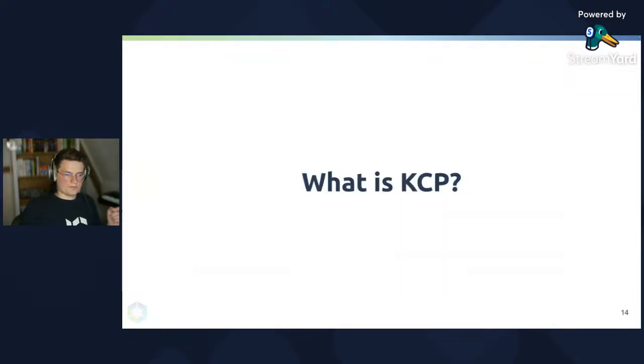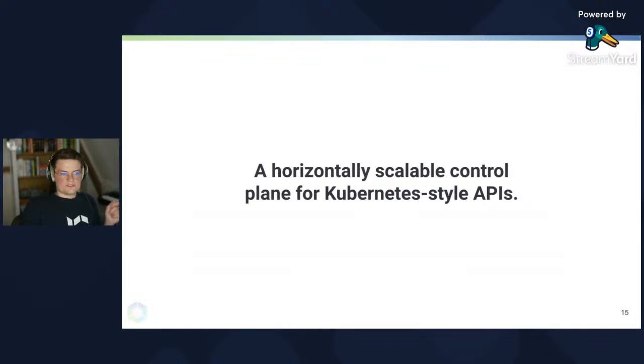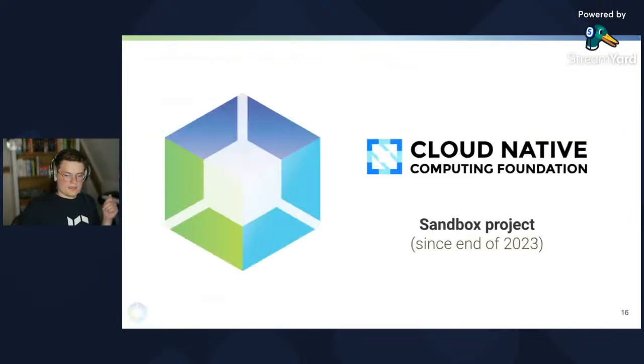So what is KCP? KCP is a horizontally scalable control plane for Kubernetes-style APIs. And the important bit here is the API part, because as I previously said, we don't care about the container workload orchestration. So basically, from here on now, we are just talking about APIs. We are not talking about containers anymore. So KCP is a Cloud Native Computing Foundation Sandbox project. It has been accepted into the Sandbox in 2023. The project has been going on since, I think, at least 2021. So it has been going on for a while now.